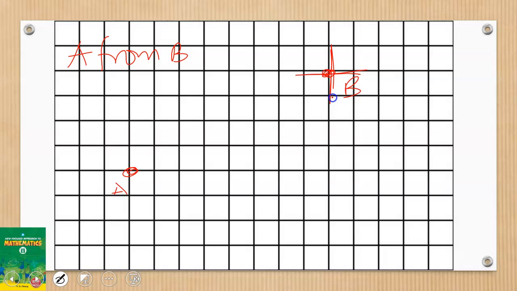Now, if I want to know the bearing of A from B, then it means I must locate my cardinal point at point B, where I have my north, my south, my west, and my east. And I'm to travel to point A. What direction am I going to use from point B to point A? That's what it means by saying the bearing of A from B. So from the north pole of B, I'll go clockwise. That's what we learned, that bearings is taken from the north pole in a clockwise direction.